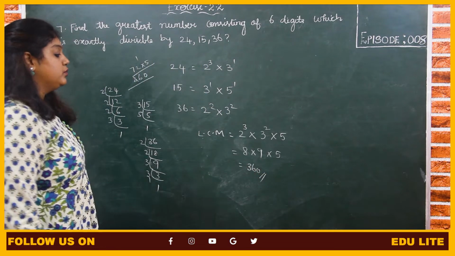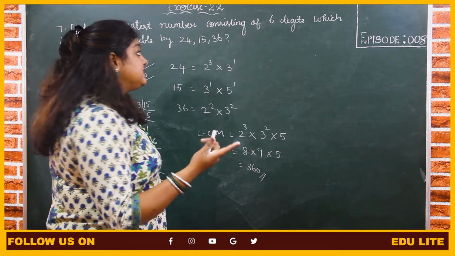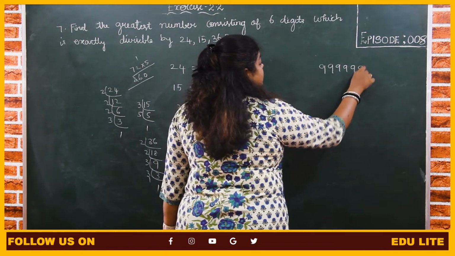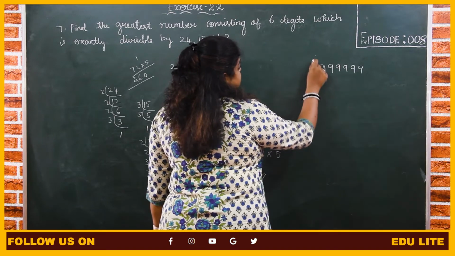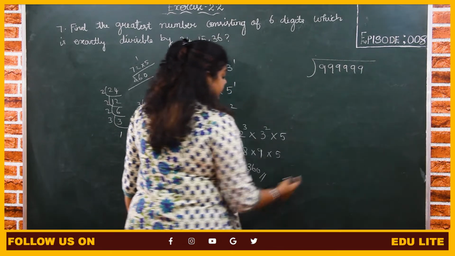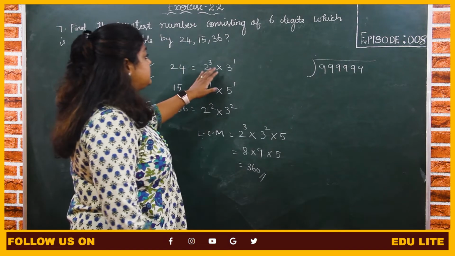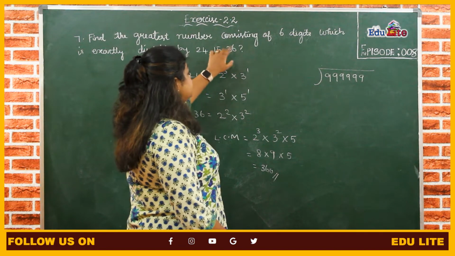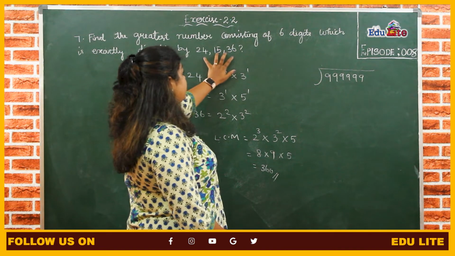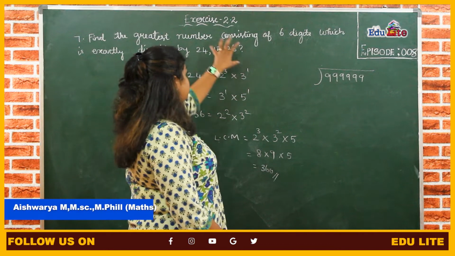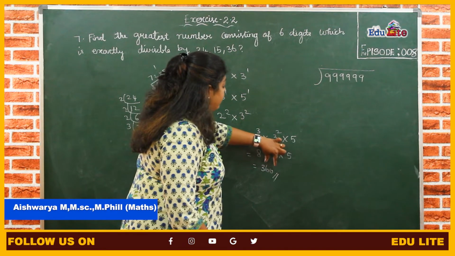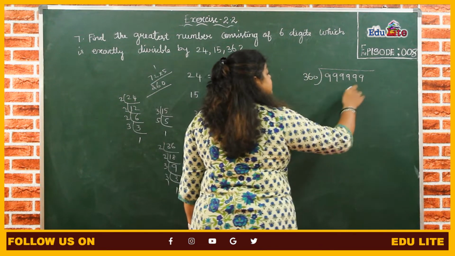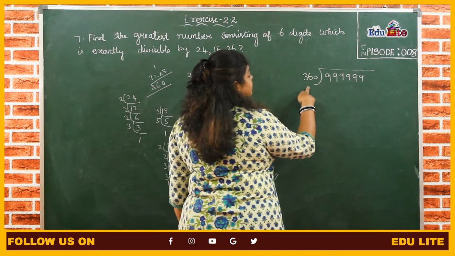Next, we will take the largest 6 digit number, which we know, that is 999999. We have to divide this number by the LCM of these three numbers. Why it is so: we are asked to find the greatest number consisting of 6 digits which is divisible by these three numbers. That is why we found the LCM of these three numbers. So we have to divide the largest 6 digit number by 360.